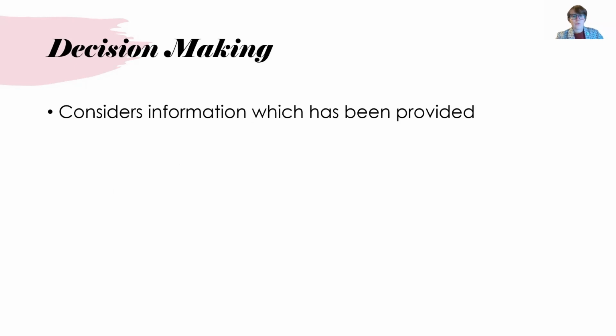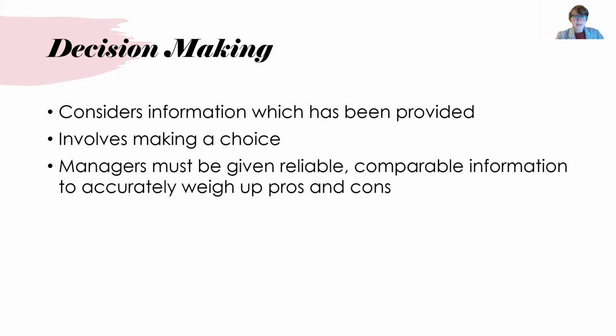And the third part then is decision making. So this considers any information which has not yet been provided. It involves making a choice, as the name suggests. In order for this to be effective, though, managers must be given reliable, comparable information to accurately weigh up all pros and all cons.